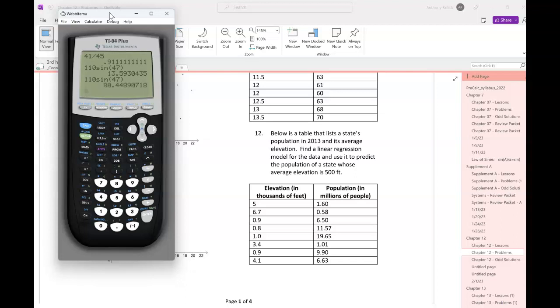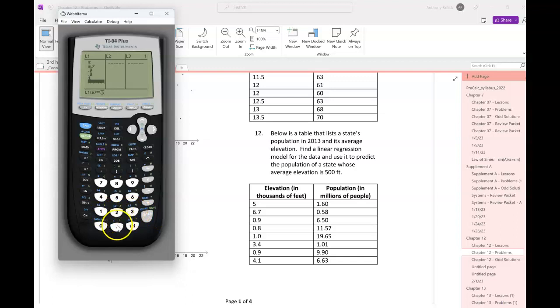Wait, what do you put in for Y1? Y bars. The Y bars. After Y bars, where are you at? Y bars, right here, function. Function and then 1. Then calculate, and these are the answers.